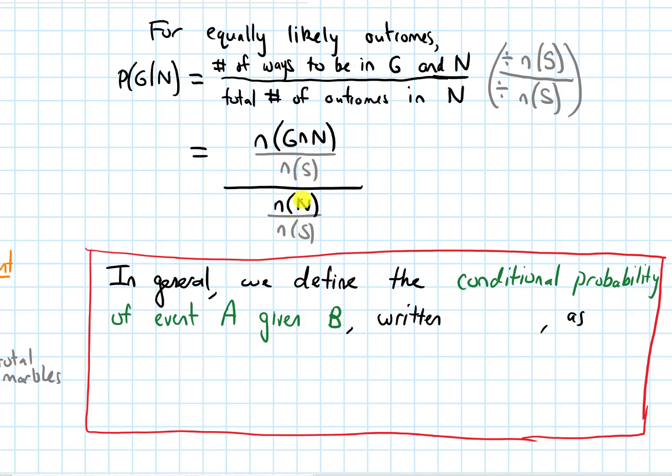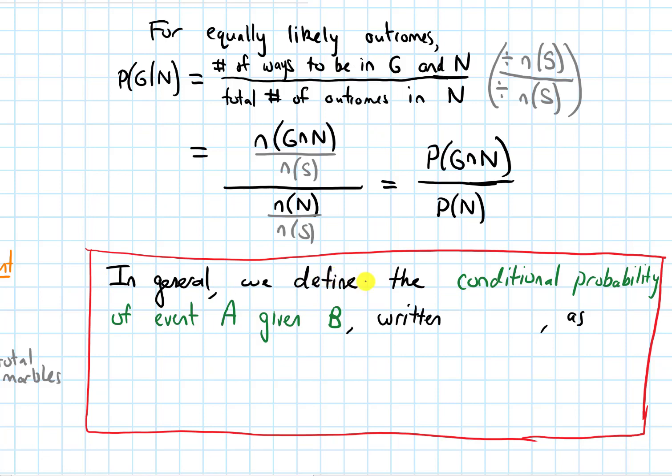Now that we have these divided by n of S, the number of elements in the sample space, they are probabilities. In fact, the denominator, the number of elements in N divided by the number of elements in the whole sample space, is the probability of being in N. Similarly, the numerator is the probability of being in G intersected with N. It turns out this formula is going to be the basis for our definition of conditional probability, even when our outcomes are not equally likely. So we are ready for that definition next.